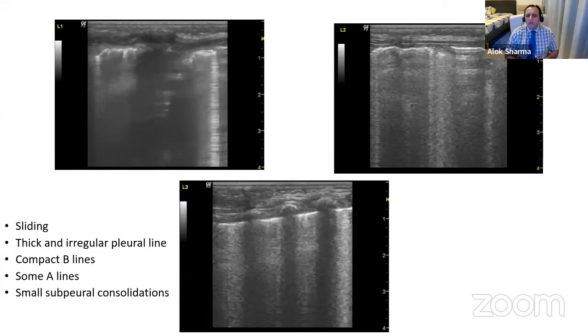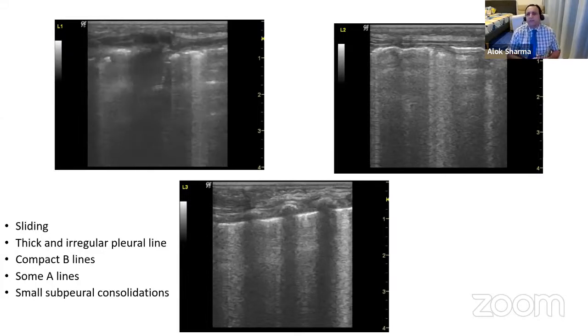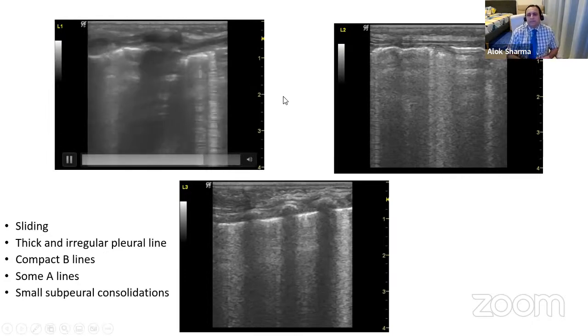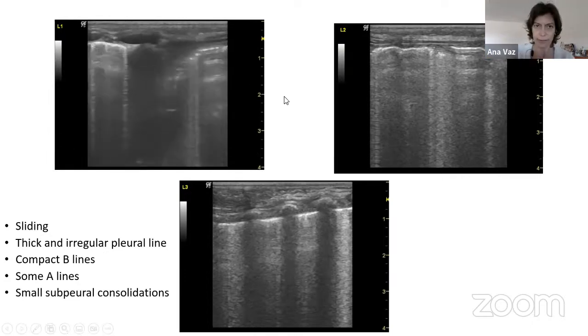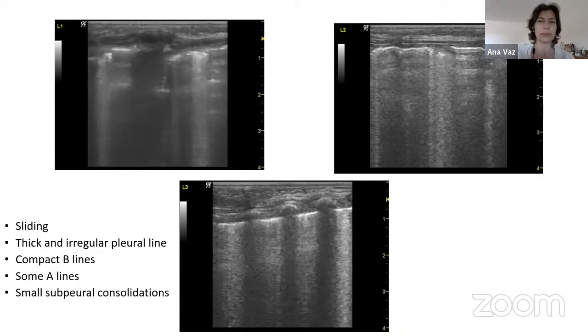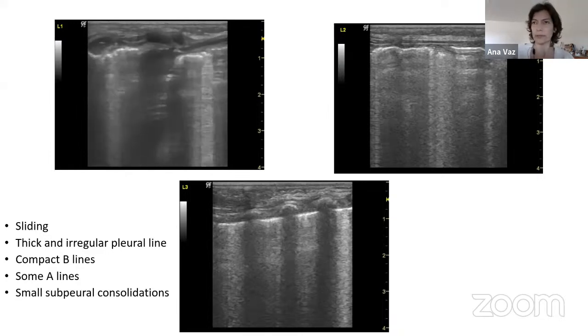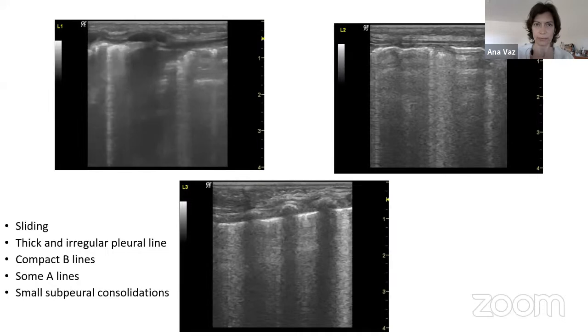So you're right. Overall, what you can see is a very patchy appearance to the lung with multiple different areas. What was your CRP, just out of curiosity? Sorry? What was your CRP, Anna? It was 50 for your units. Sure, sure.